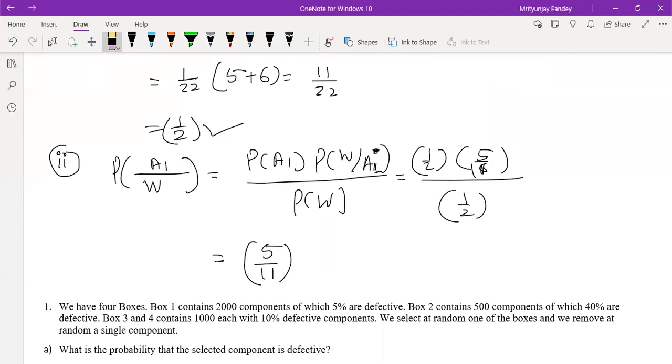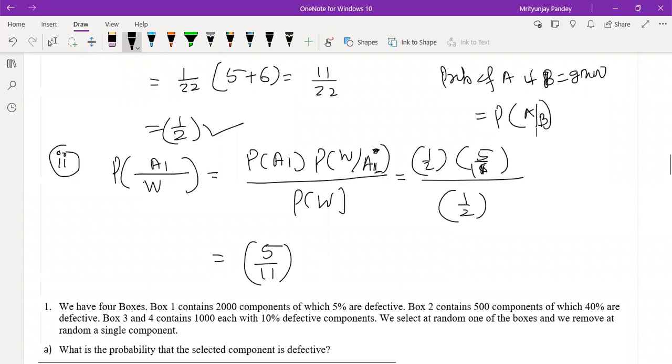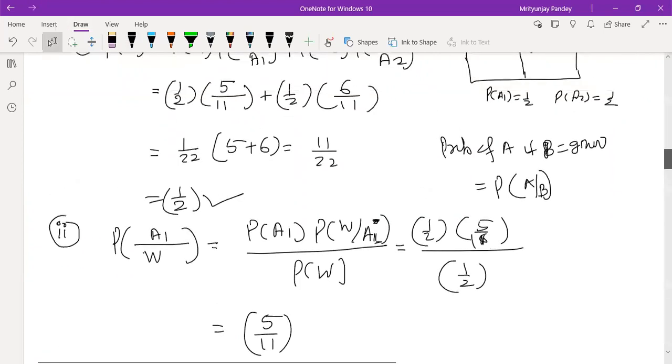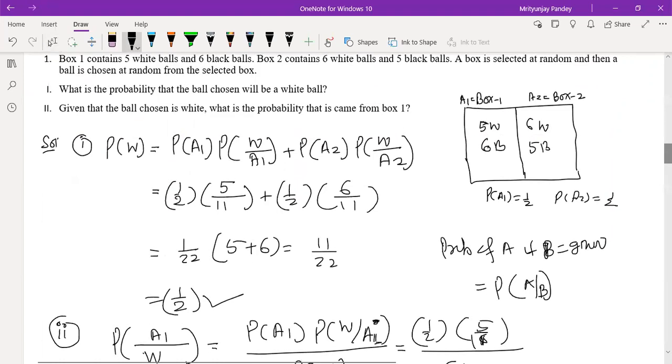Yes, student, tell me. Probability of A if B is given. So what is the mathematical representation? P of what? A upon B. So in this question, what is the given event? Given that the ball chosen is white. So that is given. Suppose that the event name is W. And what is the probability that it came from box 1? That is A1. So what is the mathematical representation of this line? P of what?